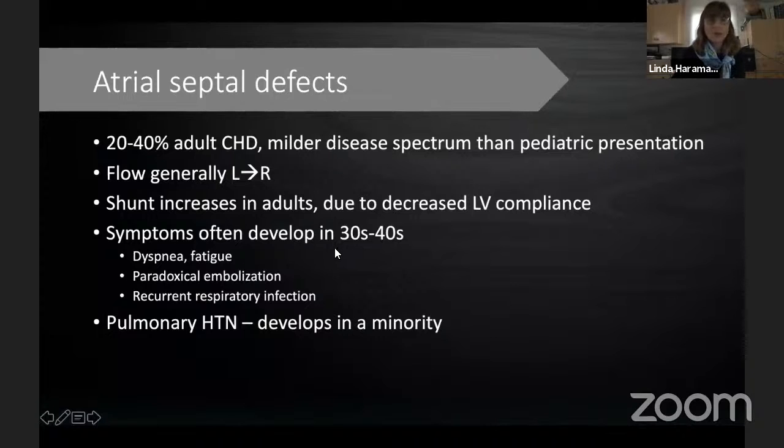And the symptoms can be very nonspecific: dyspnea, fatigue, recurrent respiratory infection, although paradoxical embolization is highly suggestive. Only a minority of patients who have atrial septal defect, even with adult presentation, develop pulmonary hypertension.